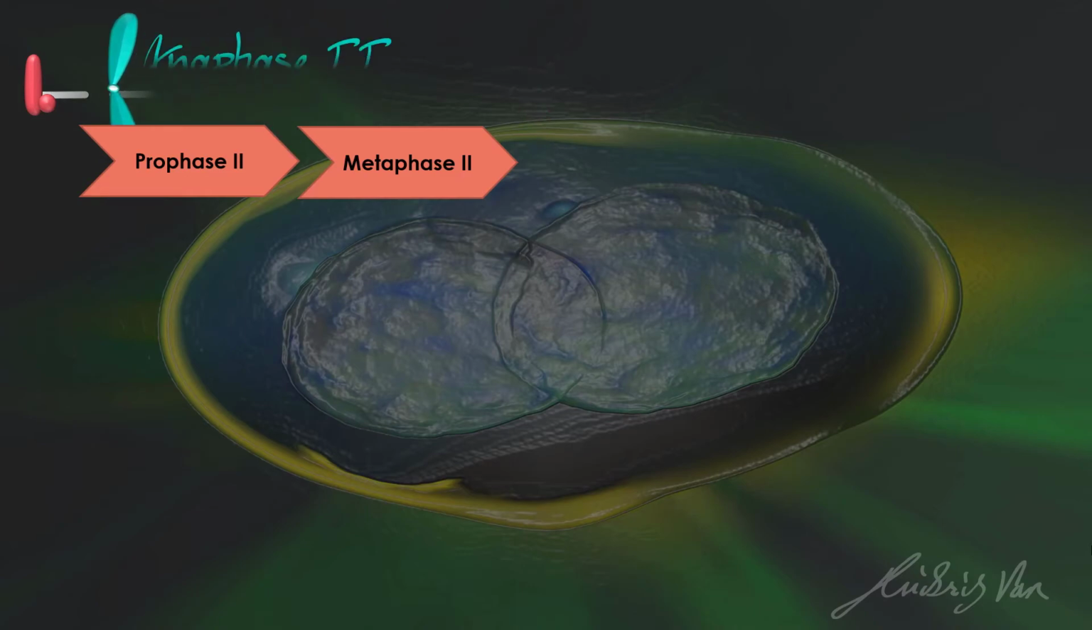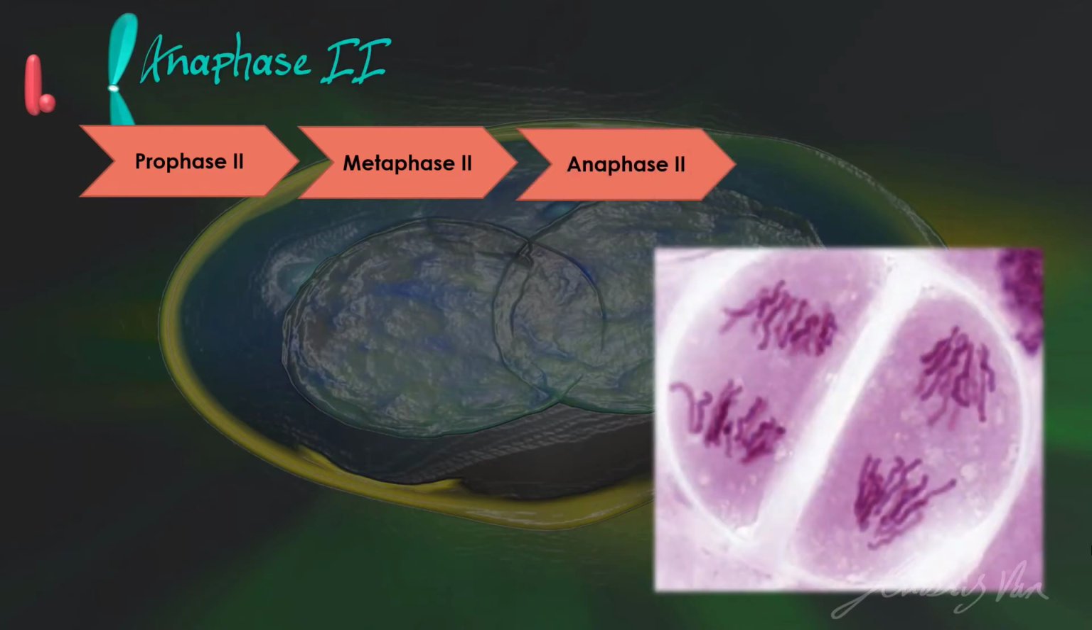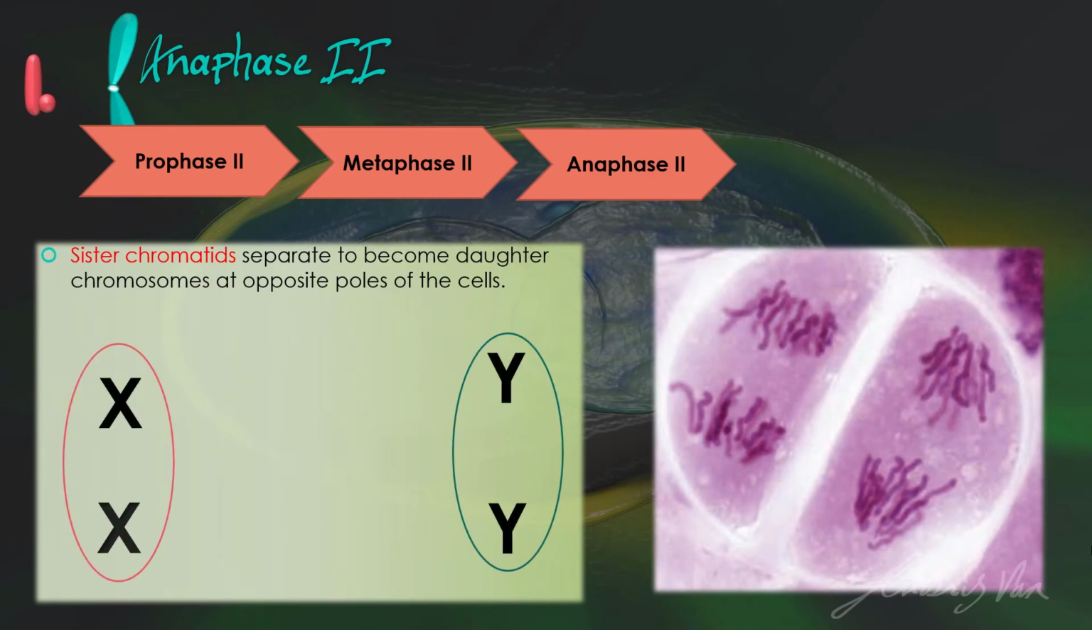After metaphase 2 is anaphase 2. Similar to other anaphases, the chromosomes are being put away. So when the sister chromatids get separated, they become individual chromosomes. So for anaphase 2, you will see 4 sets of chromosomes, each at the opposite poles of each of the cells.